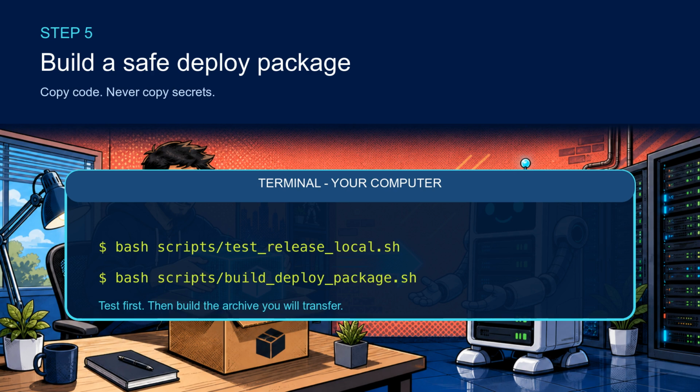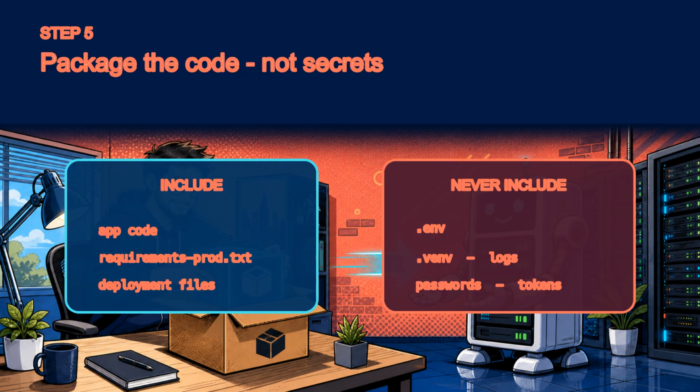First, test the release on your own computer. Then build the deploy package from the project root. The package contains code and dependency files, but never your .env file, virtual environment, logs, or secrets.